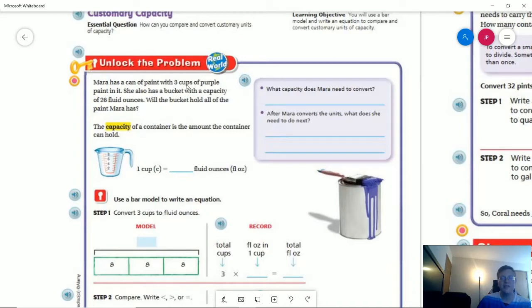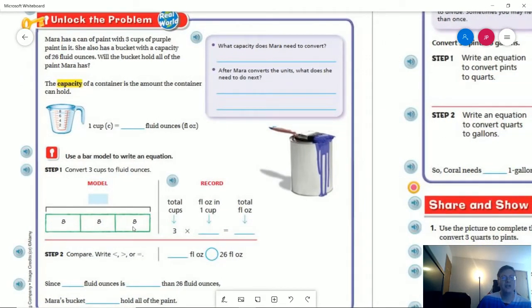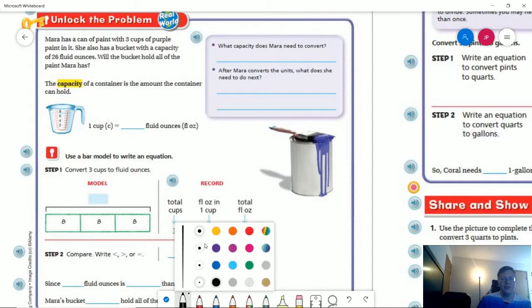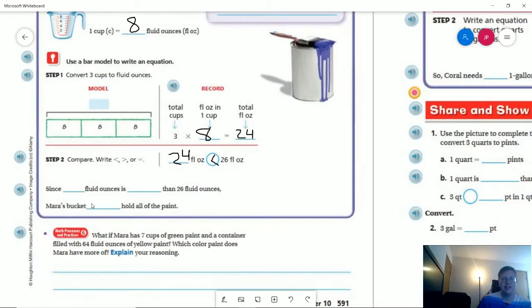So we're going to be taking cups and converting them to ounces. We have a model that shows us that we are going to be counting 3 groups of 8. And so 1 cup is equal to 8 fluid ounces. If I were to multiply 3 cups by 8, that would give me 24 fluid ounces. And 24 fluid ounces is less than the total capacity of the bucket. Since 24 fluid ounces is less than 26, this bucket can hold all the paint.